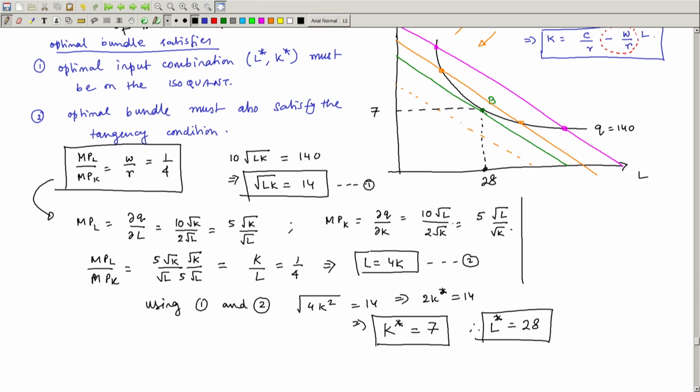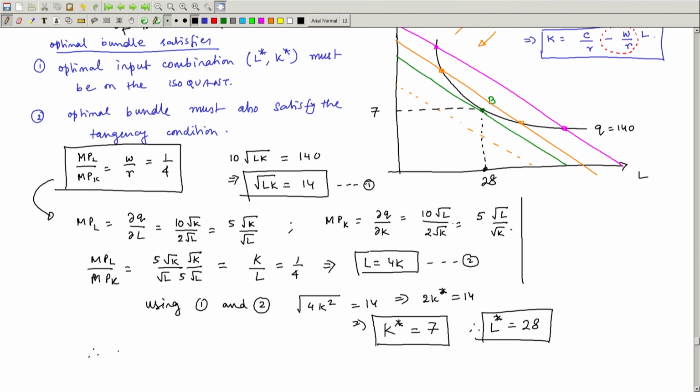I hope this analysis is making sense, and it is not a difficult example. Keep in mind how many unknowns you are solving for: labor and capital. If I am solving for two unknowns, I will need two relations. One must come from the isoquant because the optimal bundle lies on the isoquant. The second is my tangency condition, which is to say that the slope of the isoquant and the slope of your isocost line in absolute terms must be identical.